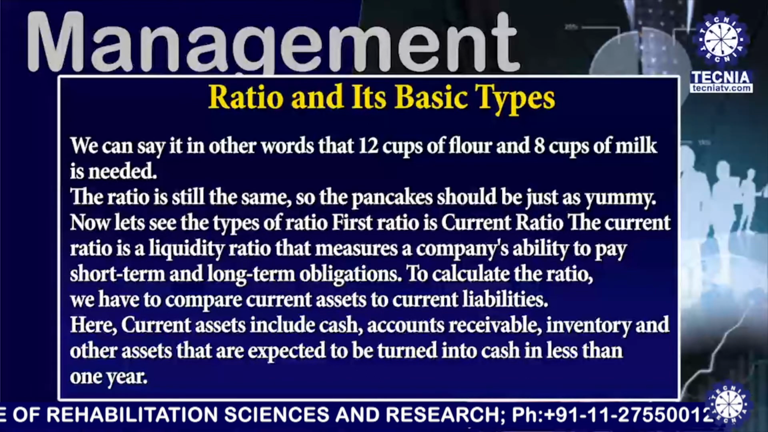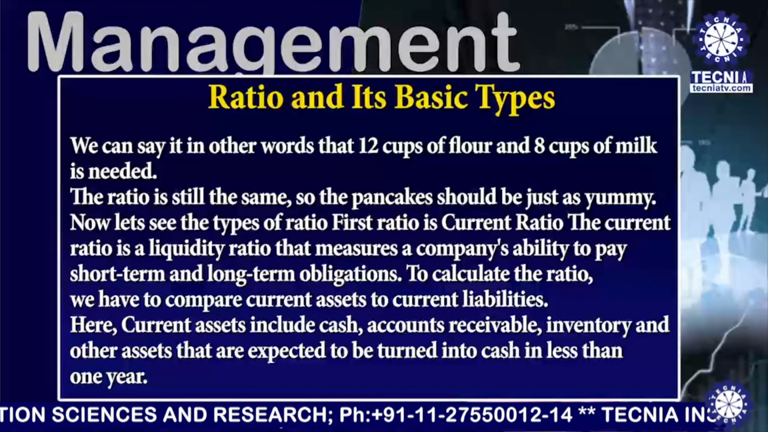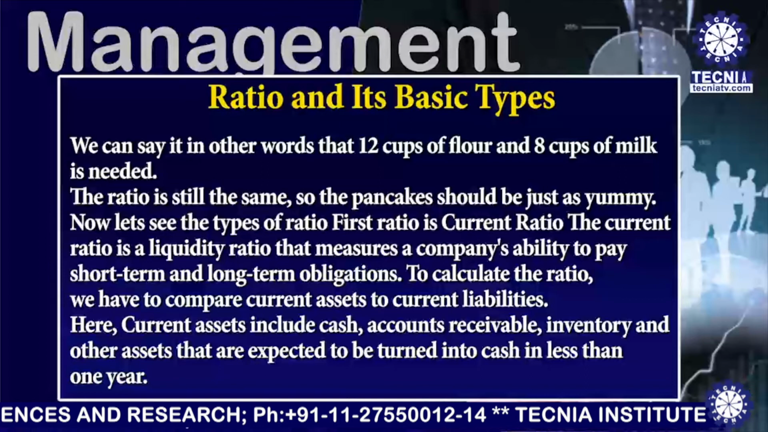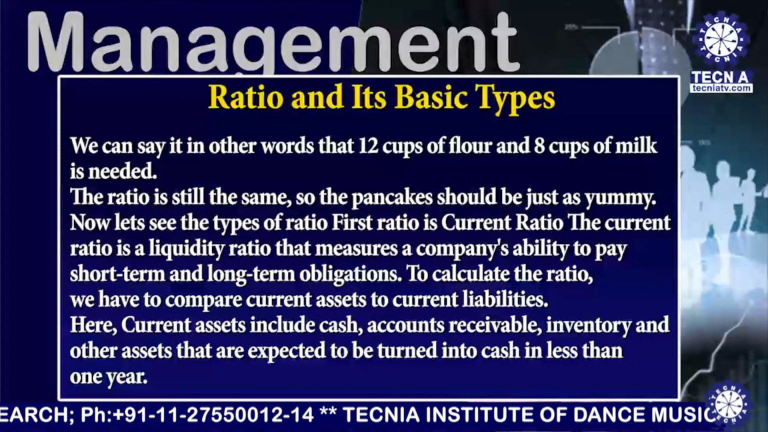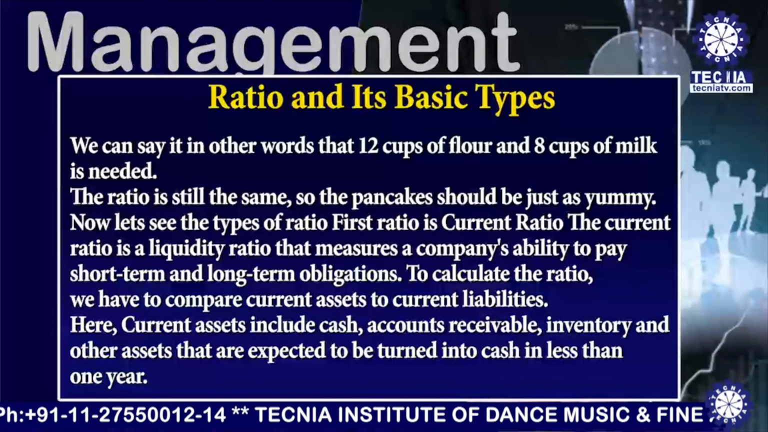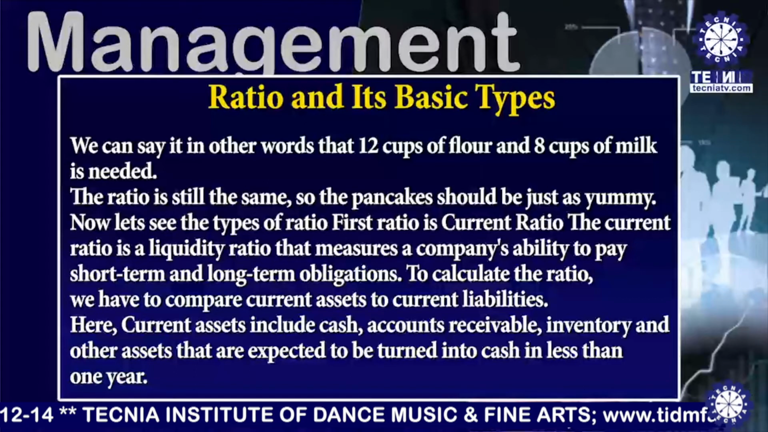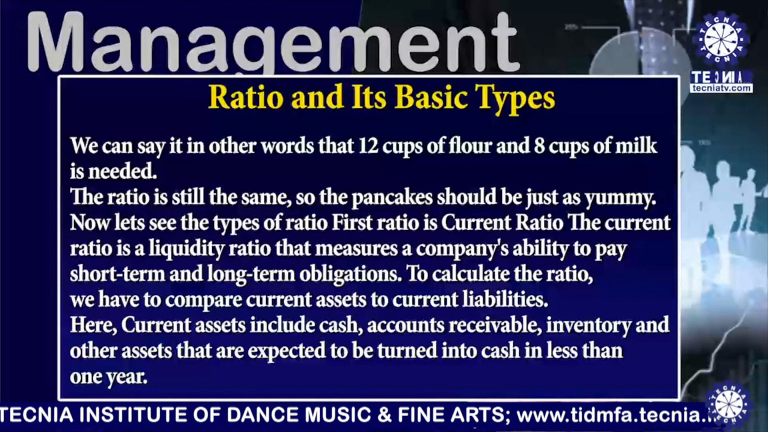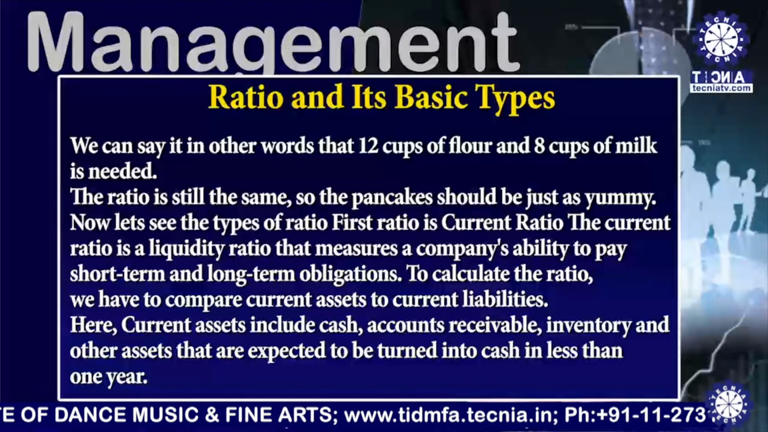Now, let's see the types of ratio. The first ratio is current ratio. The current ratio is a liquidity ratio that measures a company's ability to pay its short-term and long-term obligations. To calculate the ratio, we have to compare current assets to current liabilities.